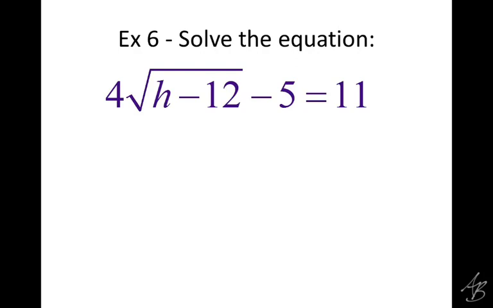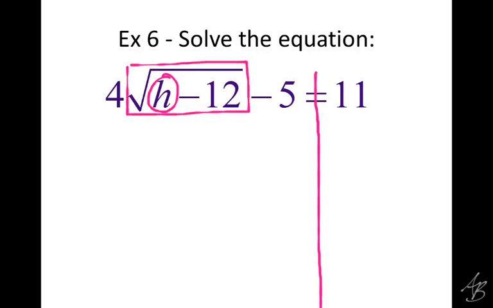All right, so to get started, we'll circle our h because we want to get the h by itself, draw our line of equality, and then we also need to get the square root by itself before we can do anything else, so I'm going to put a box around that. So just looking at what's outside of the box. Outside the box we have the 4 and the minus 5. Which one of those should we get rid of first?